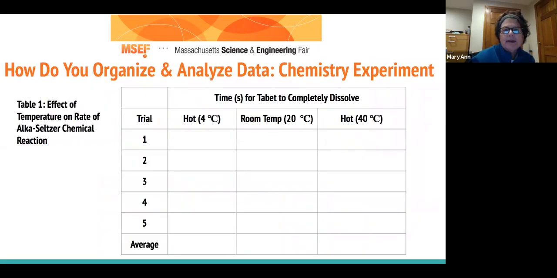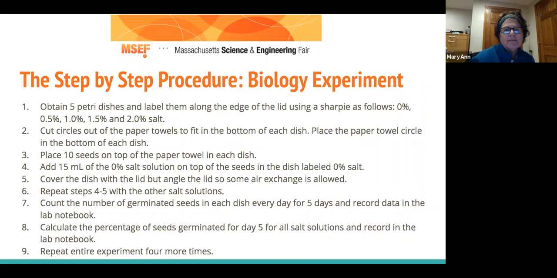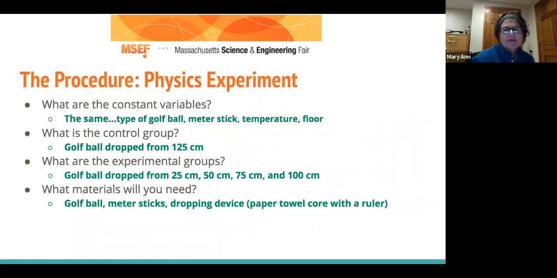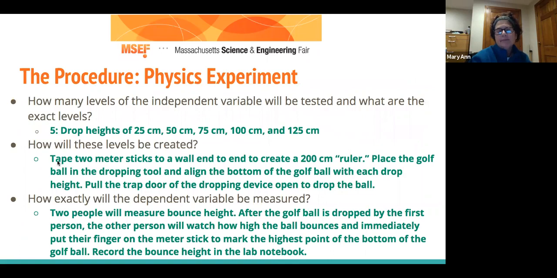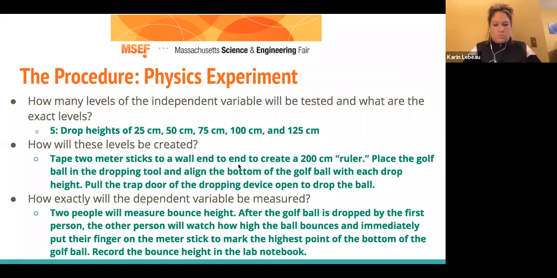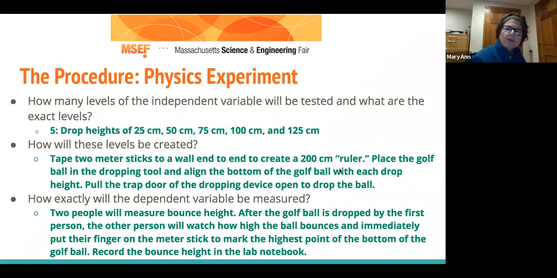Okay, so now for the physics experiment, we're going to do 5 drop heights, so 5 levels. How will these levels be created? So we're going to tape 2 meter sticks. Imagine 2 meter sticks back there. Tape, literally encourage the kids. They have to tell you, they're going to be taped to the wall end to end to create a 200 centimeter ruler. Place the golf ball in the dropping tool and align the bottom of the golf ball with each drop height and pull the trap door.